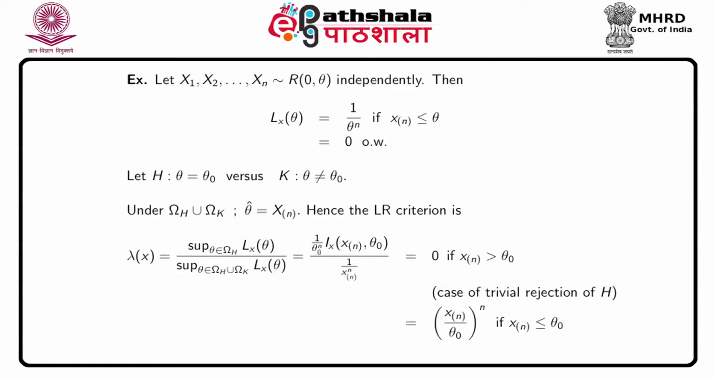if and only if x order n is less than or equal to theta naught, and the likelihood ratio criterion lambda x will be equal to x order n by theta naught to the power n if x order n is less than or equal to theta naught. Naturally, the case that is x order n greater than theta naught, for which lambda x equals 0, is the case of trivial rejection of H. So, in creating the critical region, we have to simultaneously consider this region as well as the region x order n less than or equal to theta naught.